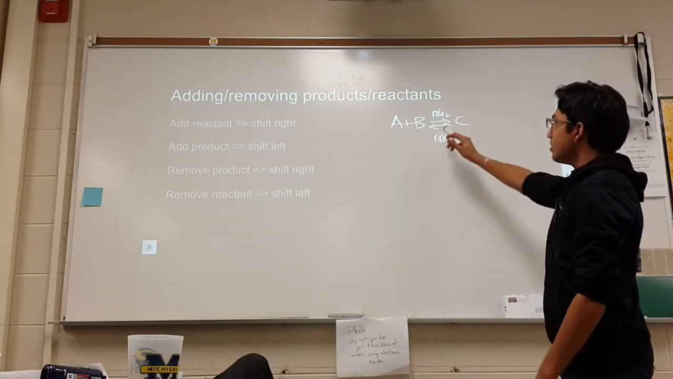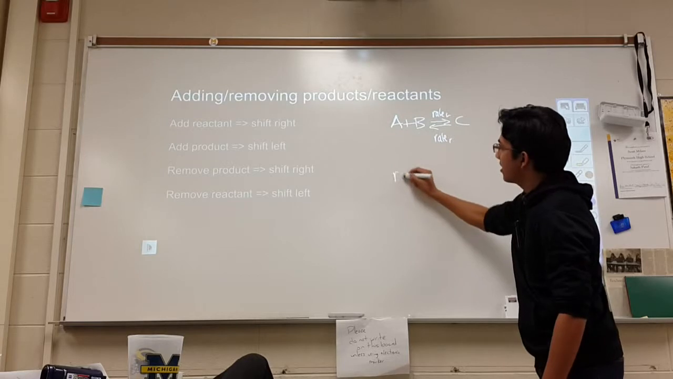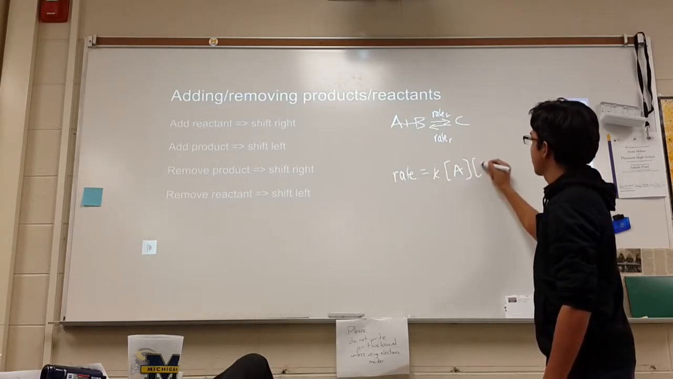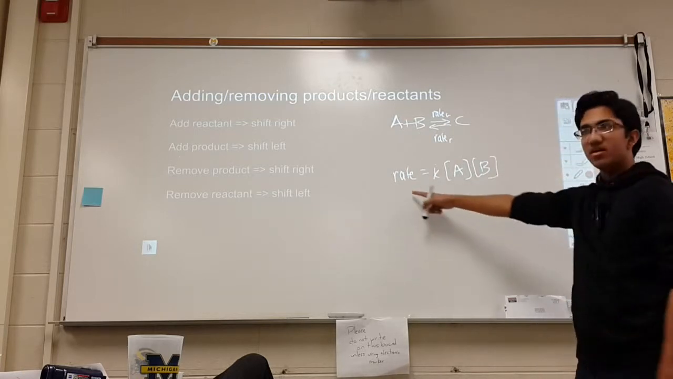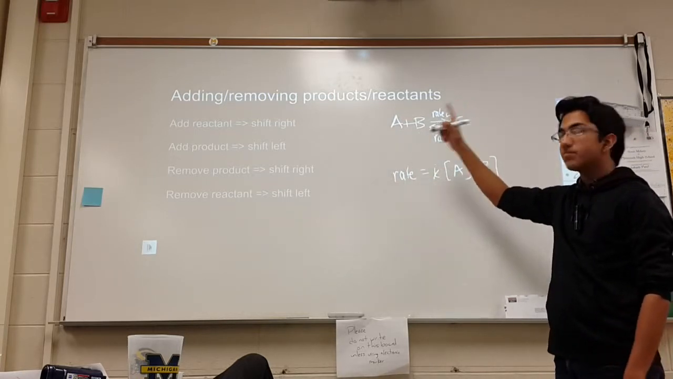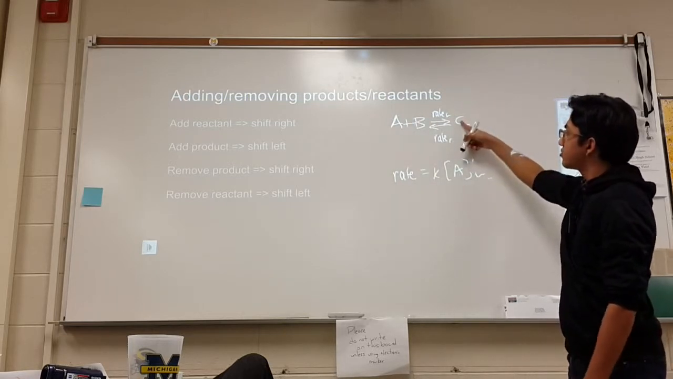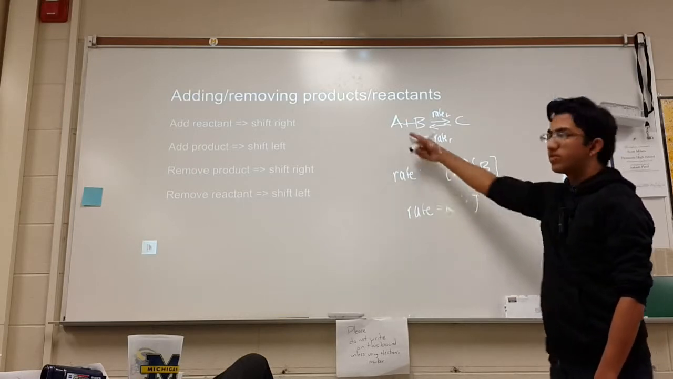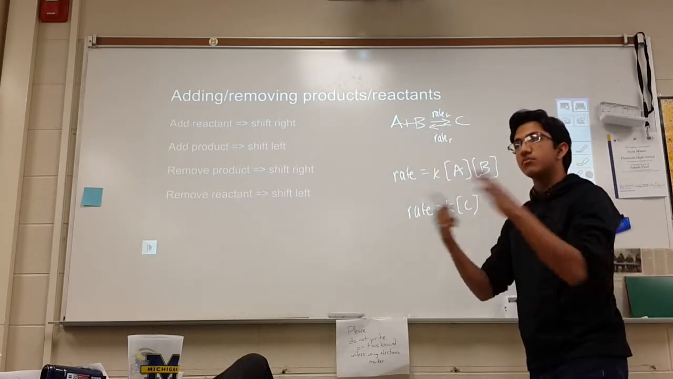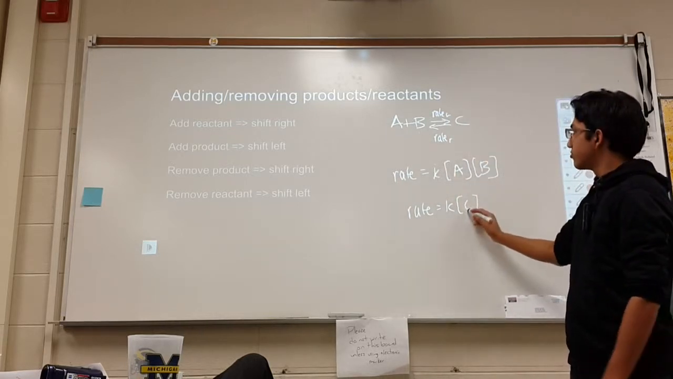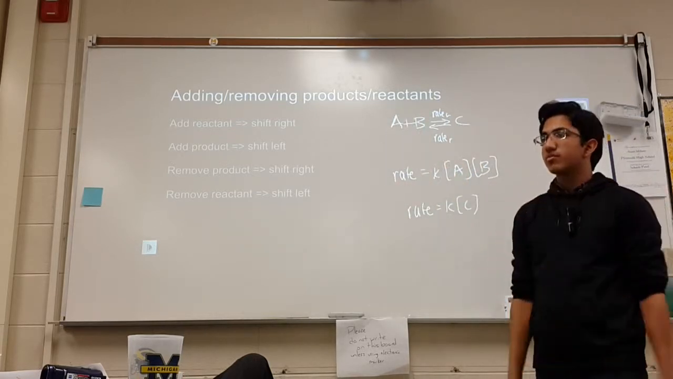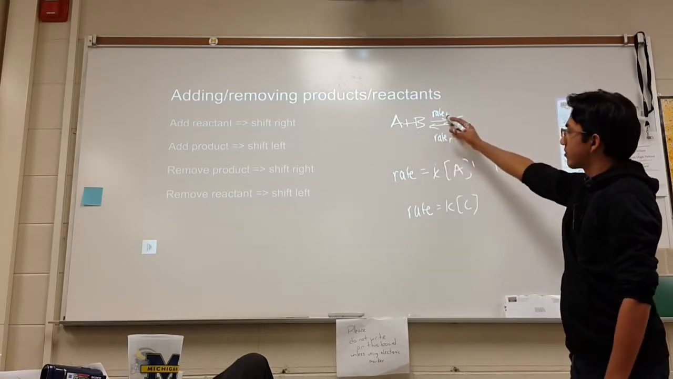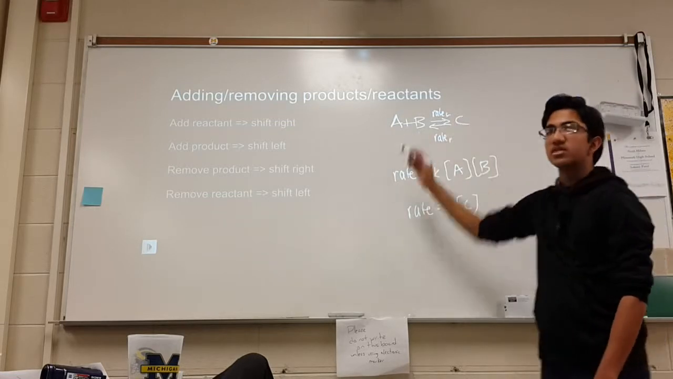So if I add more B, my rate is equal to something like this. If I add B, my rate is going to go up, which means that this is going to increase. Eventually, I'll make more C. If I have A and B and I'm making more C, then my concentration of C is going to go up, which means my reverse rate will go up, and they'll reach equilibrium again, eventually. But at the beginning, the forward rate is going to be bigger, so we'll make more C and we'll decrease A and B.